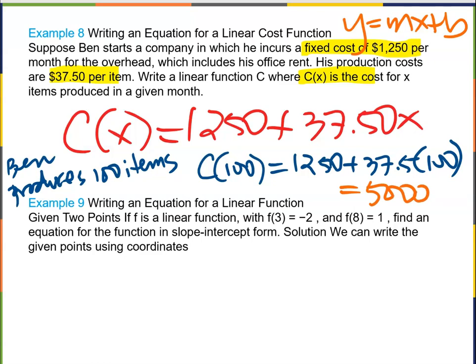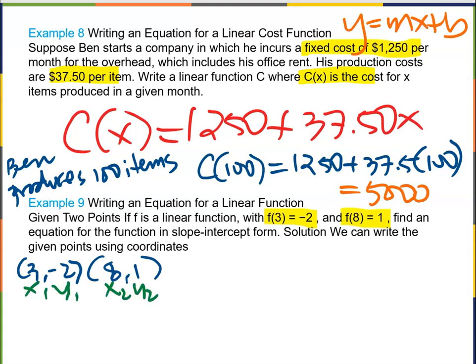Okay. Let's have another example here. Writing an equation for a linear function given 2 points. So we have here f of 3 equals -2 and f of 8 is equal to 1. That's the same thing as f of 3 equals -2, which is the point (3, -2), and f of 8 equals 1, which is the point (8, 1). So we have here x1, y1, x2, y2.